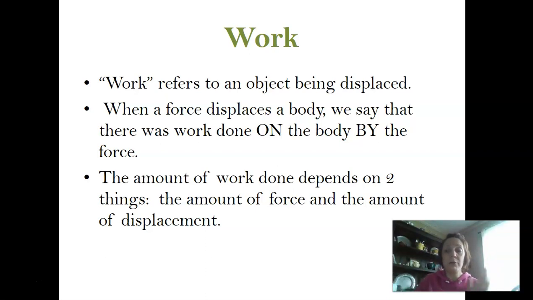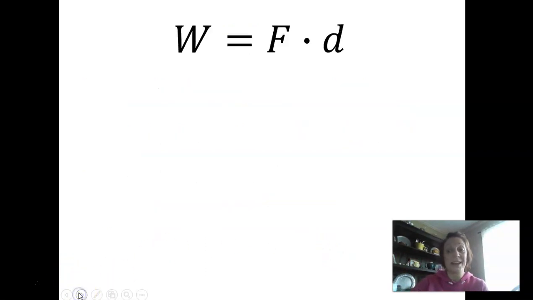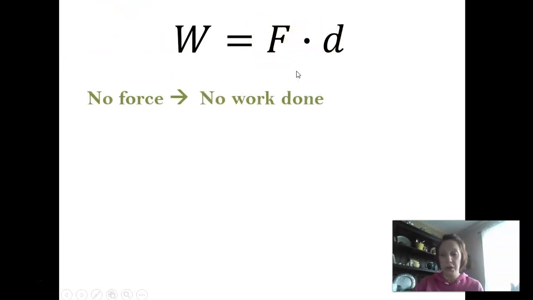Okay. The amount of work that gets done literally only depends on two things: how much force was put on it and how much it got displaced. And it's a direct variation on both. The more force, the more work; the more displacement, the more work. It's a pretty straightforward relationship. Okay, so because it's a pretty straightforward relationship, it's got a pretty straightforward equation. Okay, and the amount of work done on an object is always going to be the force multiplied by the displacement. Period, end of story.